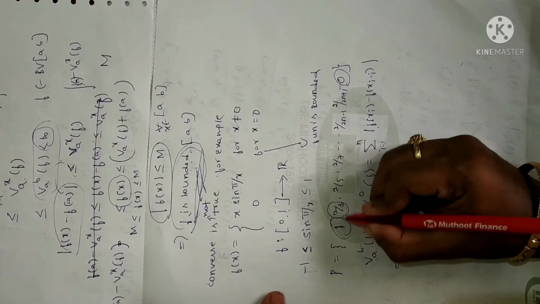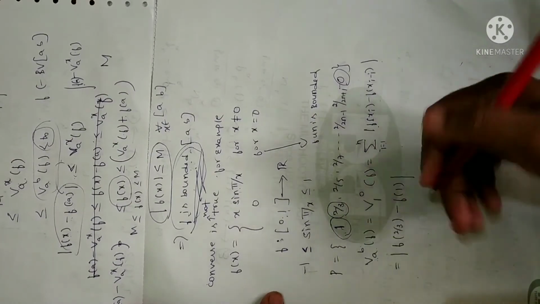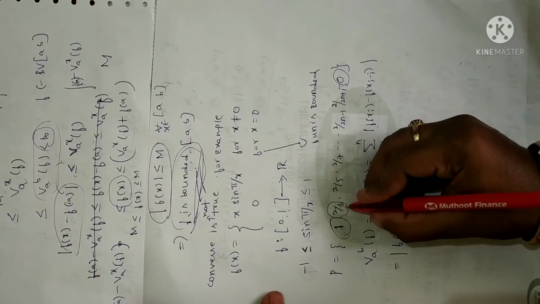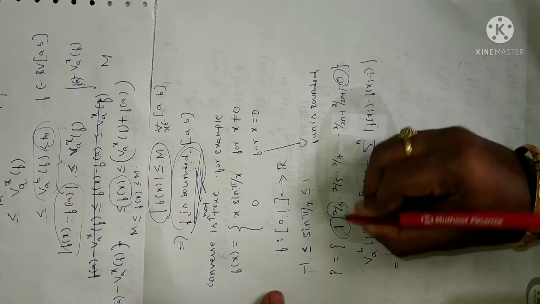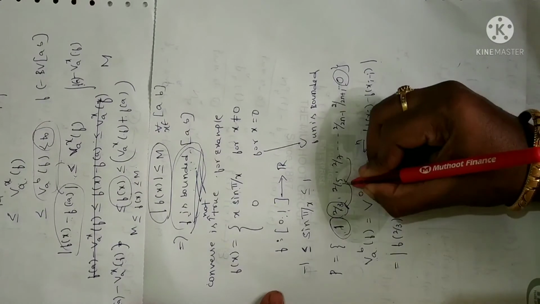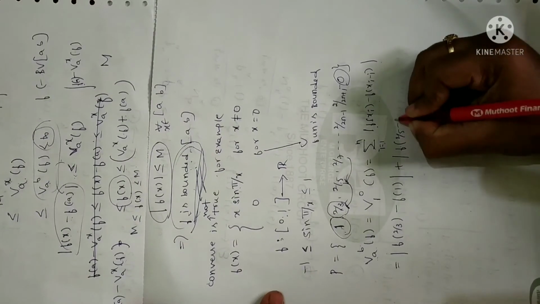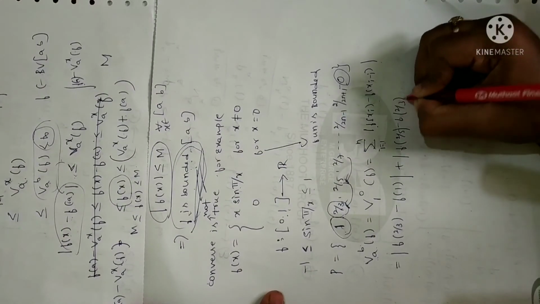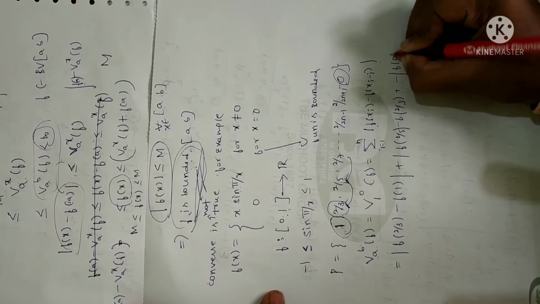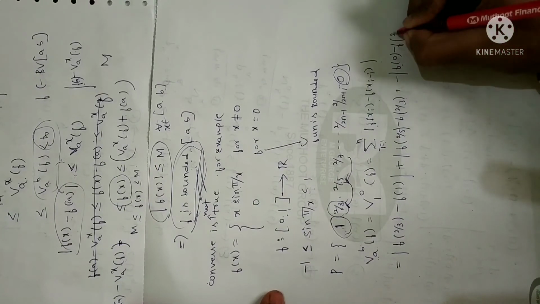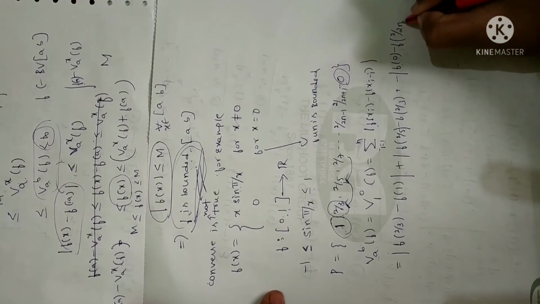So lowest value minus greater value. Why? Because in order to avoid the negative sign. Similarly, f of 2 by 5 minus f of 2 by 3. These two values' difference I am going to take, f of 2 by 5 minus f of 2 by 3. So if you keep on taking the difference, at a certain value you will get f of 0 minus f of the last value, 2 by 2n plus 1.